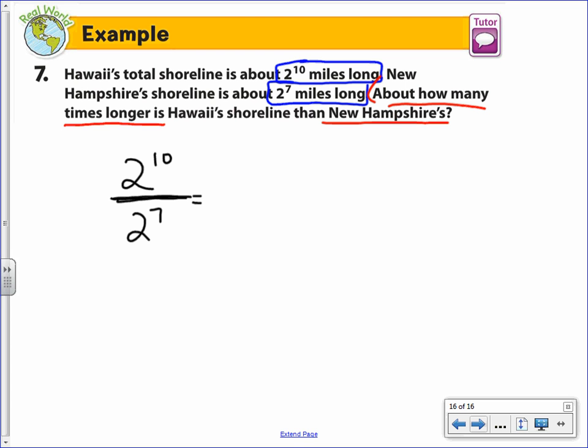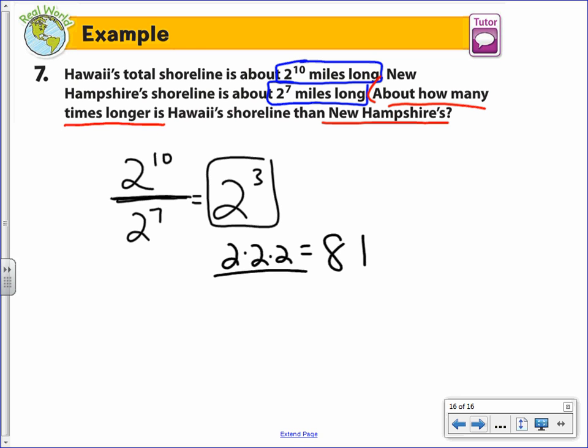I'm dividing powers with the same base. I keep the base and subtract the exponents. 2 to the 3rd power, exponential form. 2 times 2 times 2, that's 8 times longer.